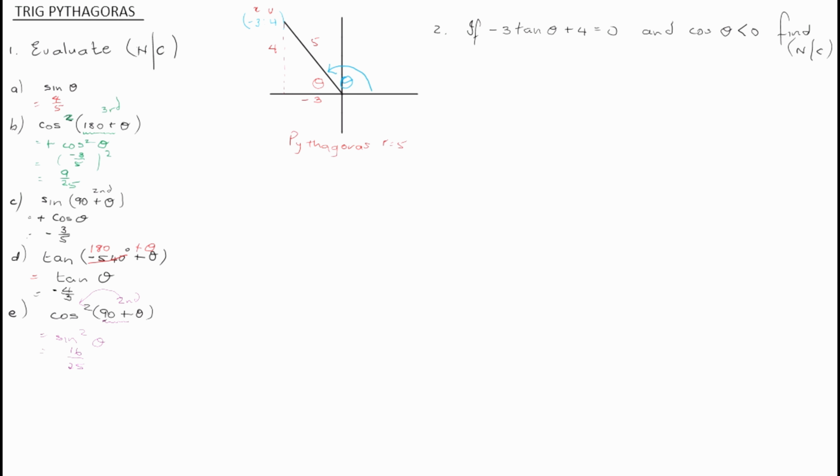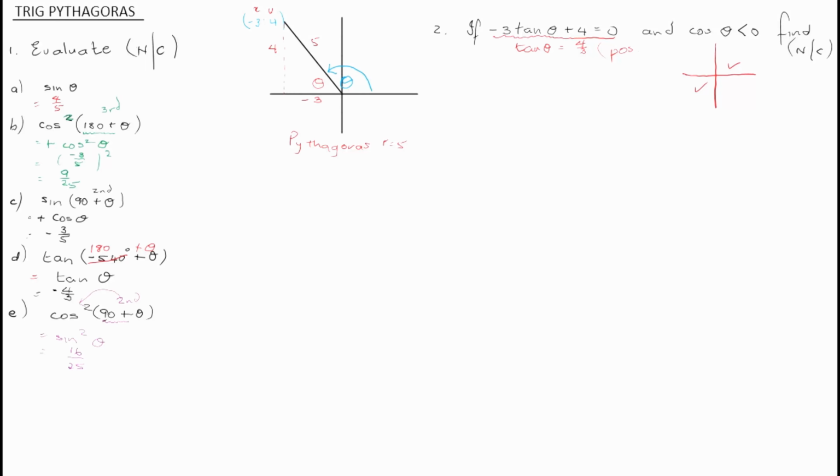Right, the next one is very common. We're going to color code it so that you can see where everything comes from. We're going to do that as move the 4, move the 3, you'll end up with tan theta is 4 on 3, which is positive. And the quadrants where tan is positive is first and third.